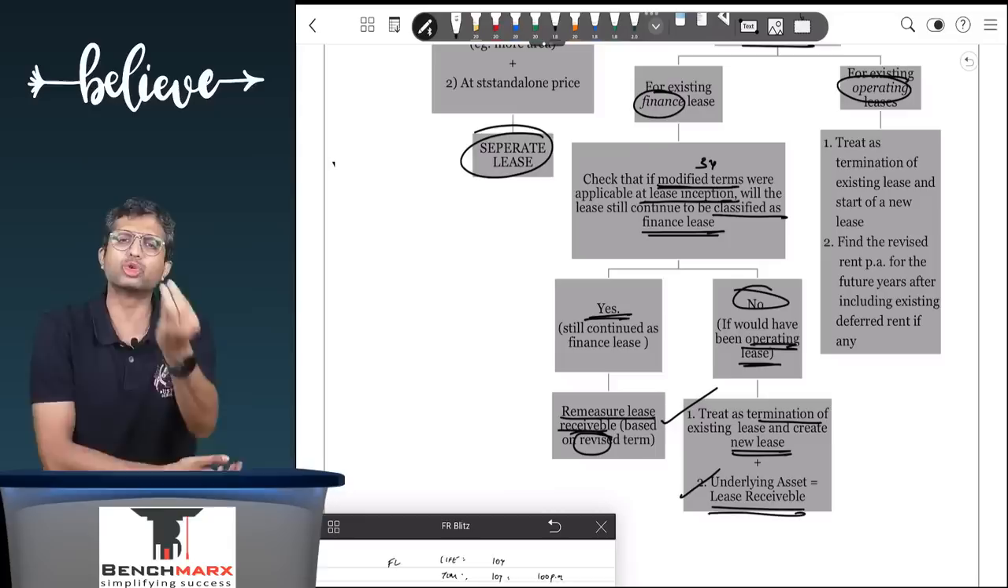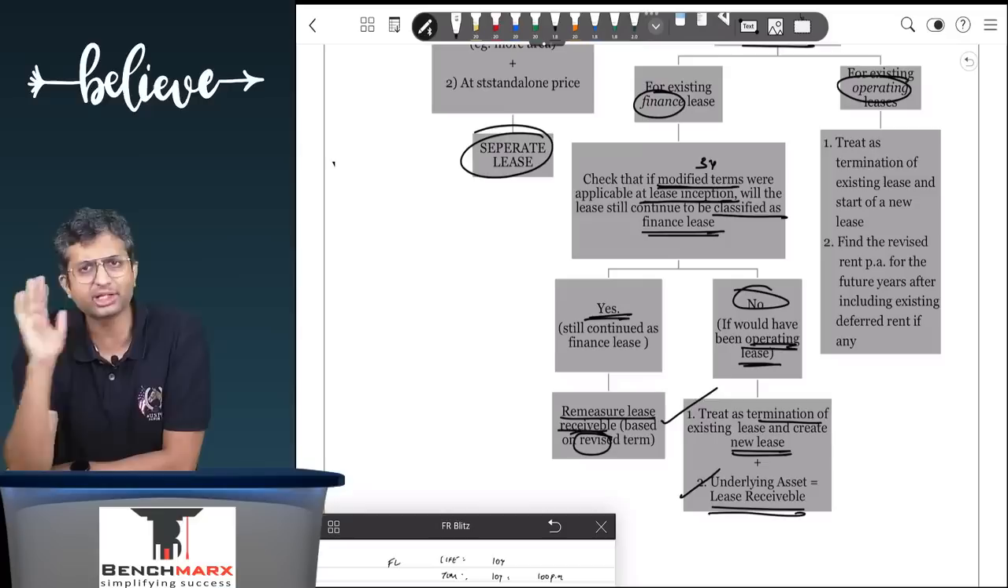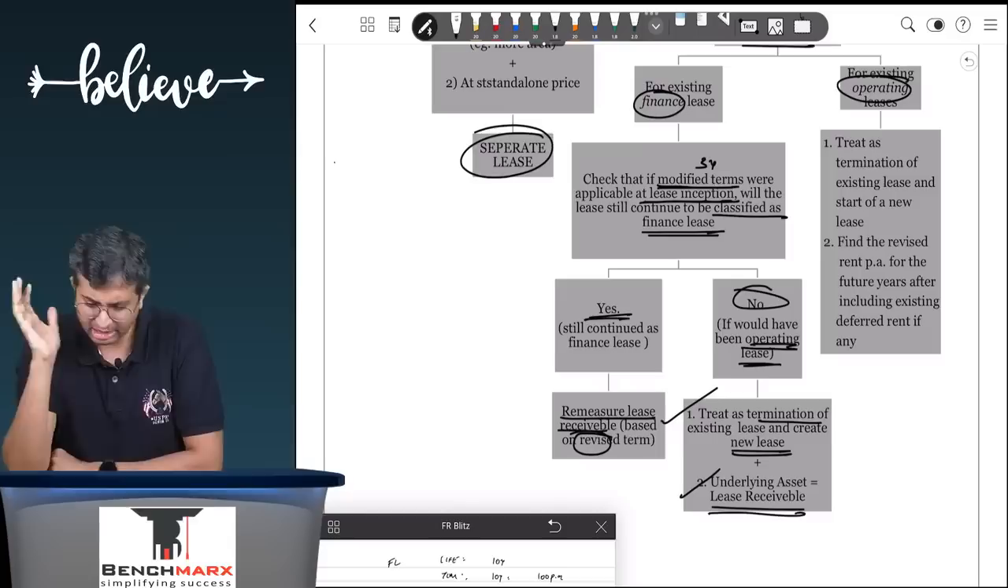If the new lease is finance lease, you derecognize the asset. If the new lease is also operating lease, then you continue to recognize rental income on a straight line basis. If there was any deferred rent balance, that will also be adjusted. So you will always treat this as a termination of the existing lease and start of a new lease.